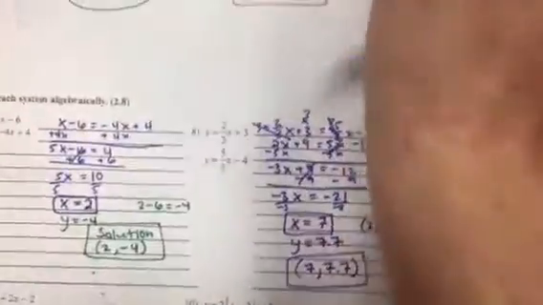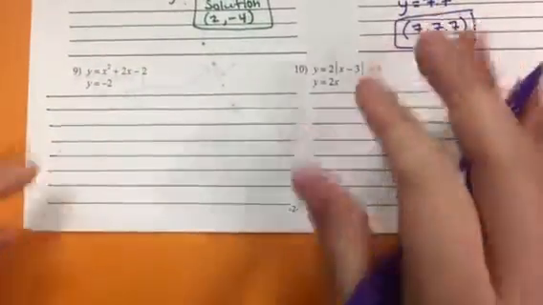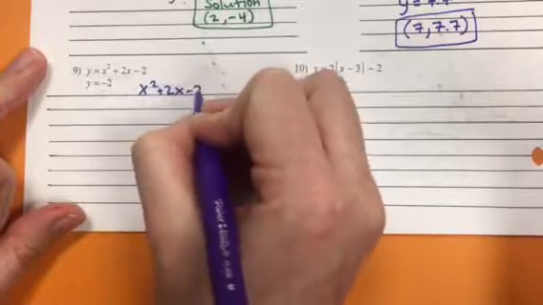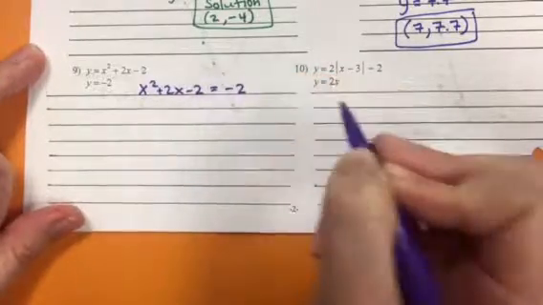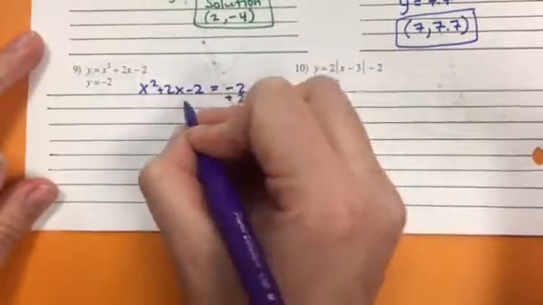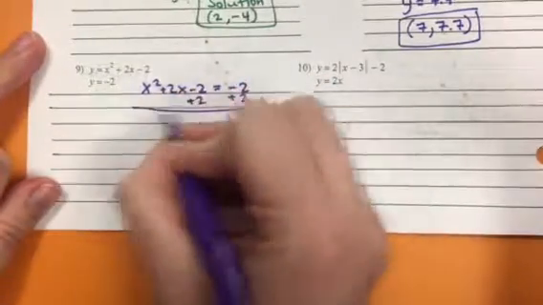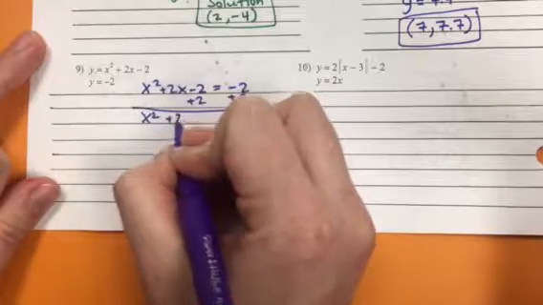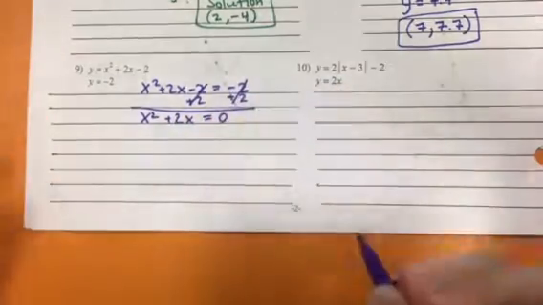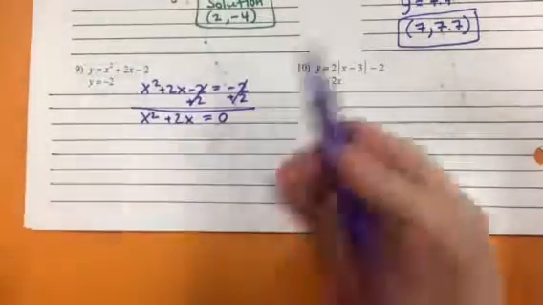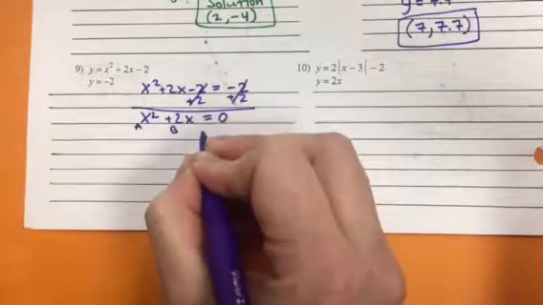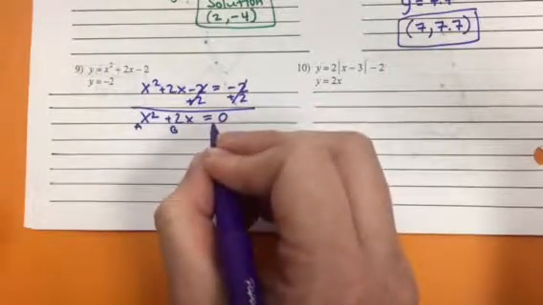On 9, we have a quadratic. X squared plus 2x minus 2 equals -2. I want them all on one side, so I'm going to add 2 over and get x squared plus 2x equals 0. Now you can either do the quadratic and plug in a, b, c, is not there, so c would be 0.